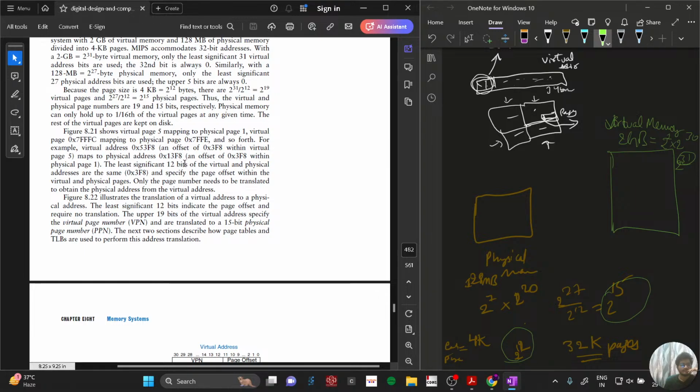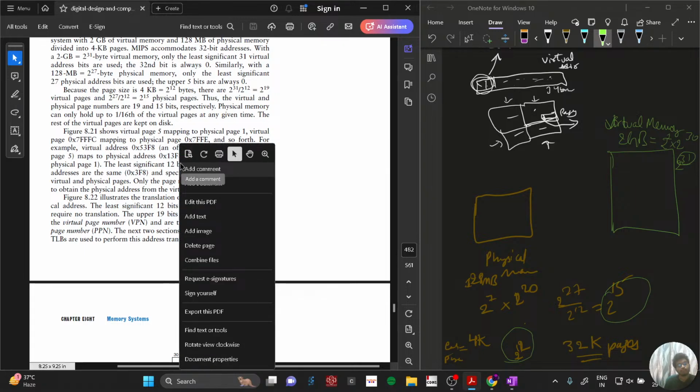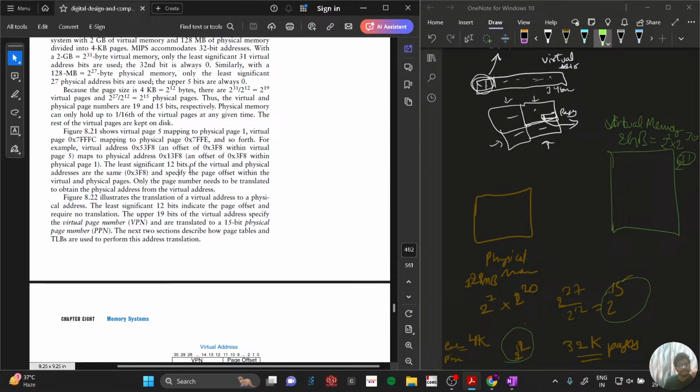Thirteen F8. An offset of 3F8, and specify the page. So I got some idea, but not exactly. I'm not sure that this is exactly what is working here. Only the page number needs to be translated to obtain the physical address from the virtual address. Translation of virtual address to physical address.